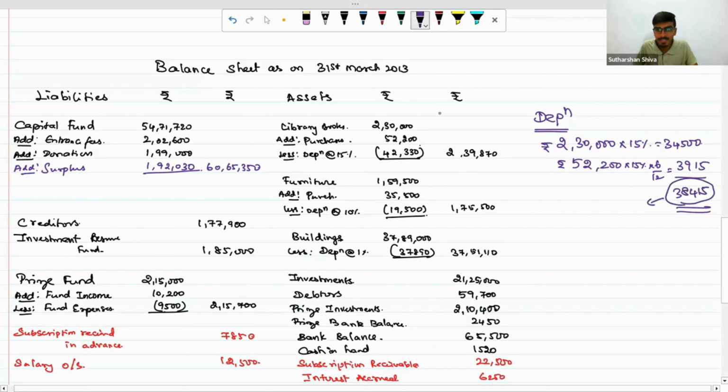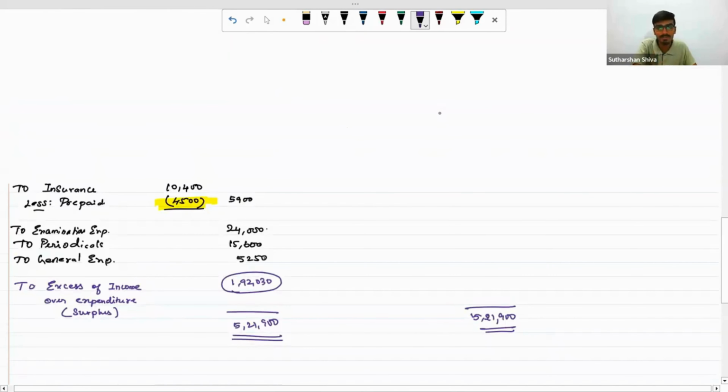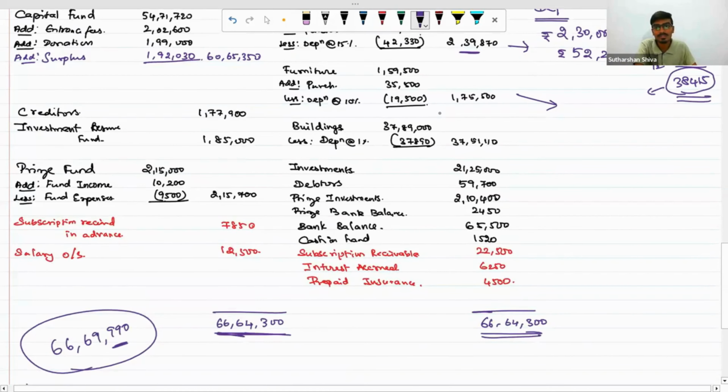Next, same in case of furniture. Then my final value will get changed. It is tallied, na? Here also we are subtracting the same value. Here also we are showing the same value in the income and expenditure account, so that it will get tallied even though your answer gets wrong.